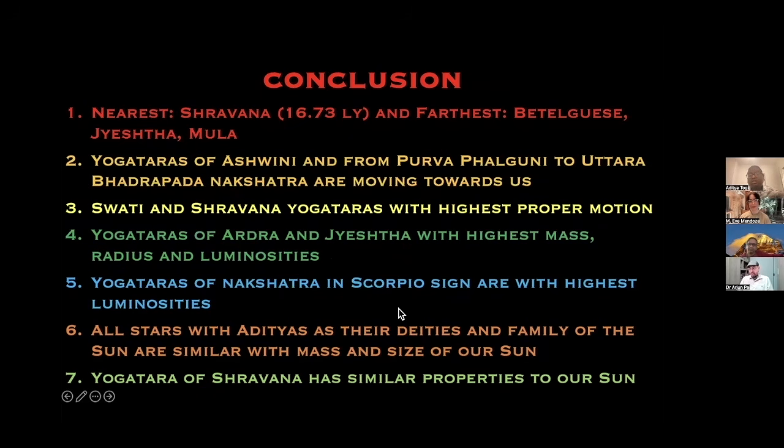The Yogataras of nakshatras in the Scorpio sign, whether it is the Yogatara of Anuradha or Jyeshtha or Mula, all have the highest luminosities. It shows a lot of turbulence, maybe. So what does that higher luminosity mean? Does it mean it's about to die or something? It's not about dying, it gives out a lot of energy.